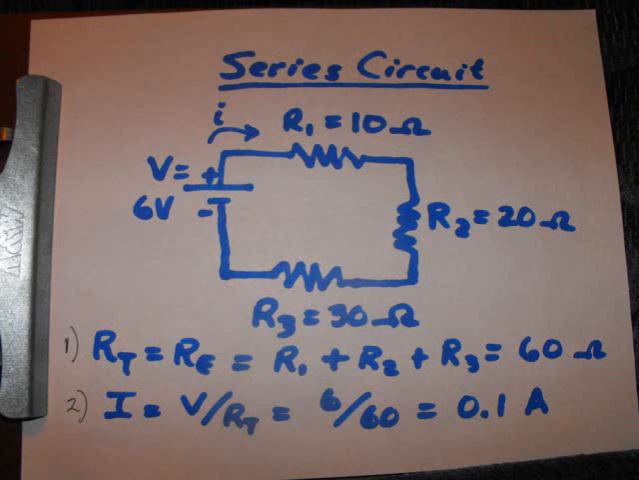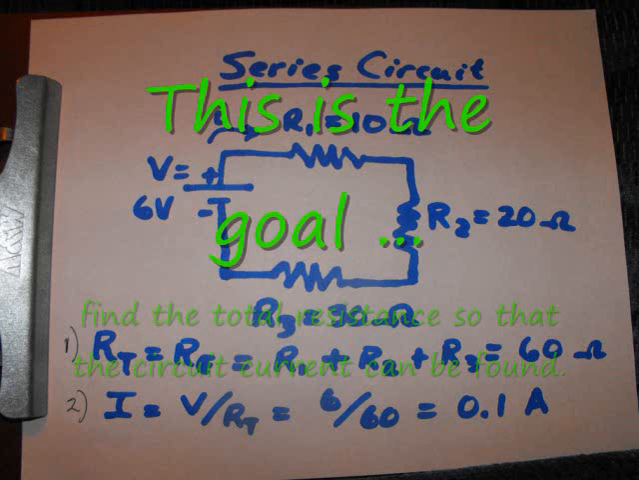We're back to the series circuit. If you haven't already drawn this, it might be a good opportunity for you to draw it now. We're going to give values to R1, R2, and R3. If you can't read that, it's 10, 20, and 30 ohms.